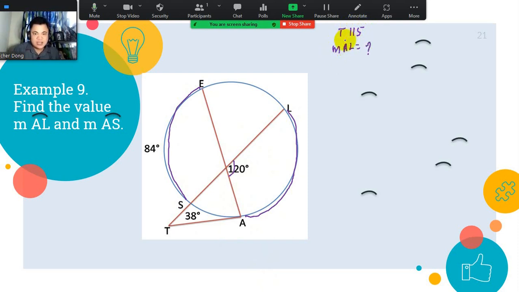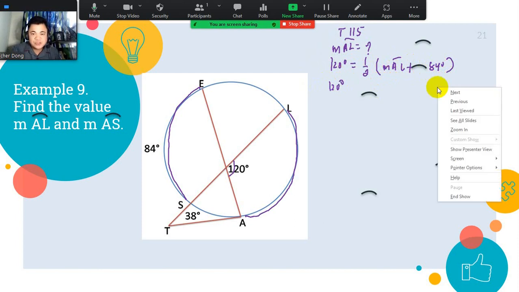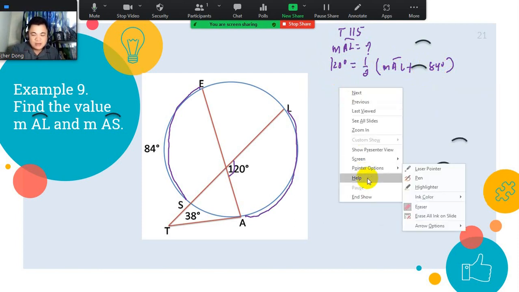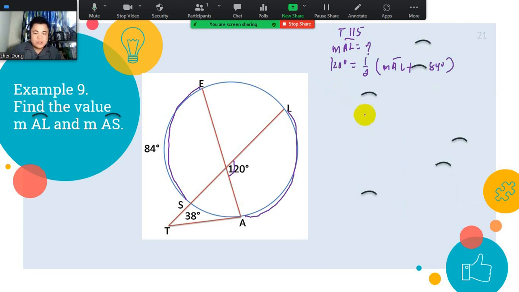So arc AL is unknown. So we will have to form our equation wherein the angle measures 120 degrees equals 1/2. So this is addition. So the measurement of arc AL, which is unknown, plus the measurement of the other arc, which is 84 degrees. Okay, then bring down 120 degrees. Before we do that, we have to remove first 1/2. We have to multiply both sides of the equation by 2.